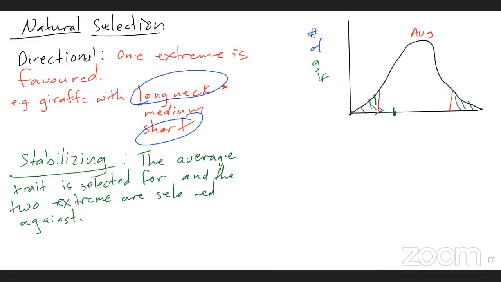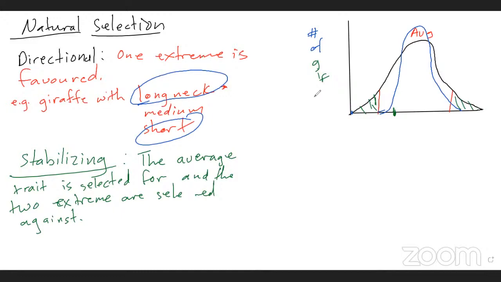So it's going to get thin in the middle, right, because the average is being selected. Will it still start out here and end out here? No. So it will probably start like here and go up. All right, that is stabilizing. So with stabilizing selection, the two extremes are not favorable for them to survive.